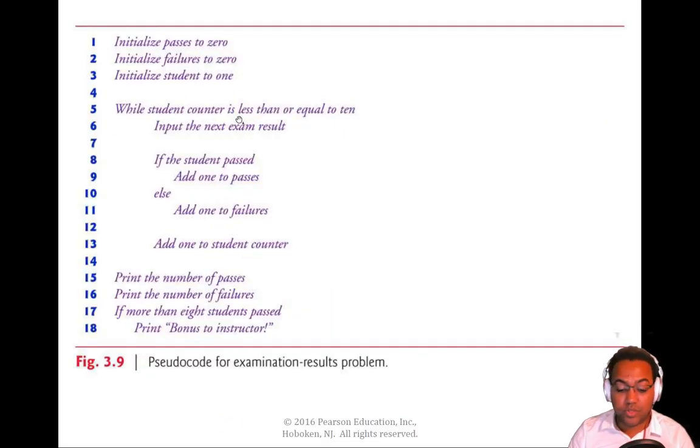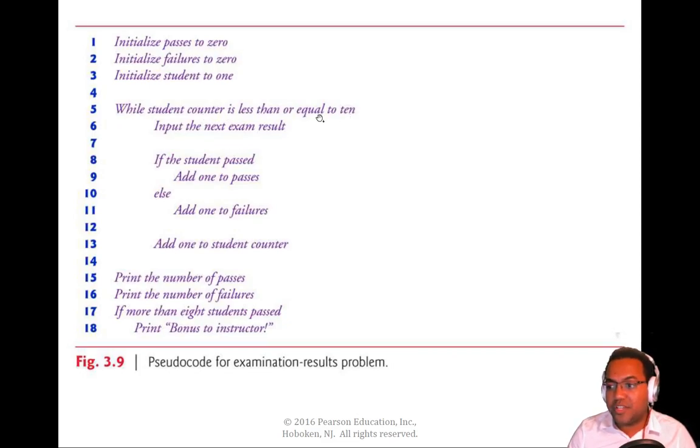So here's the kind of pseudocode. Initialize passes to 0, initialize failures to 0. I'm not printing the passes and failures, but you can if you want to. To me, it is what it is. But you can add 1 to failures and add 1 to passes. I guess that makes a lot of sense.